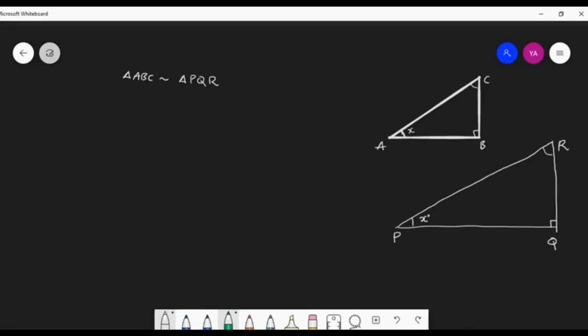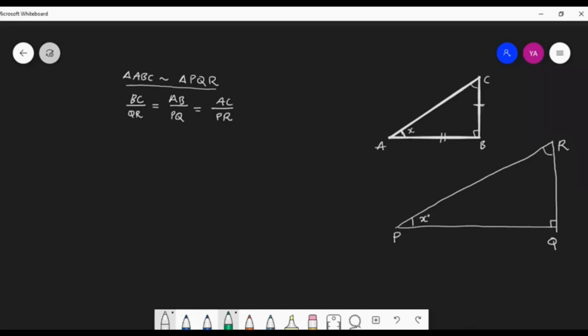We can apply the similarity: the ratios of corresponding sides are equal. You can start with the smallest side, BC by QR, right? Then the middle side, AB by PQ. Then the largest side, that is the hypotenuse, AC by PR. Since these two triangles are similar, their corresponding sides are in the same ratio by the definition of similar triangles. So BC by QR is equal to AB by PQ, which is equal to AC by PR.